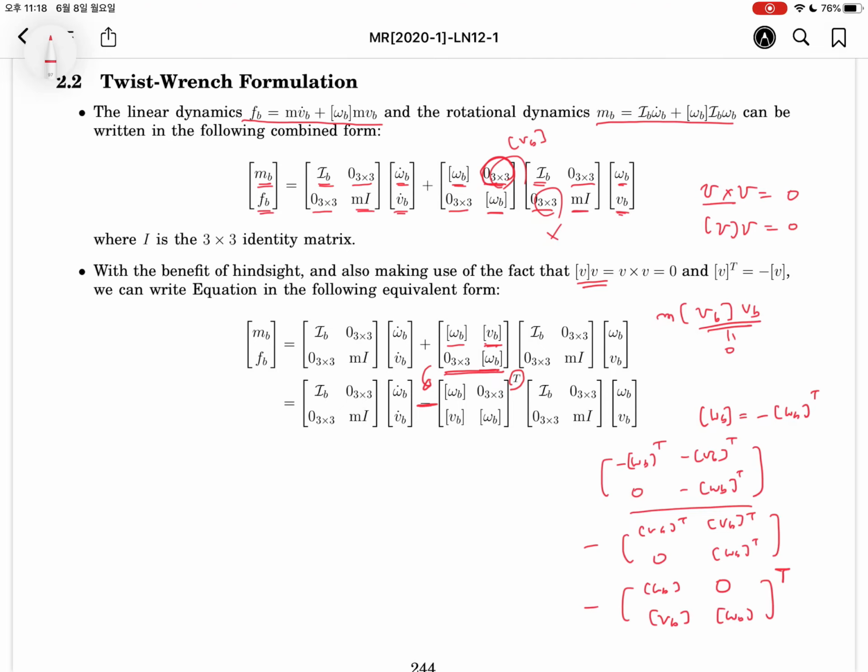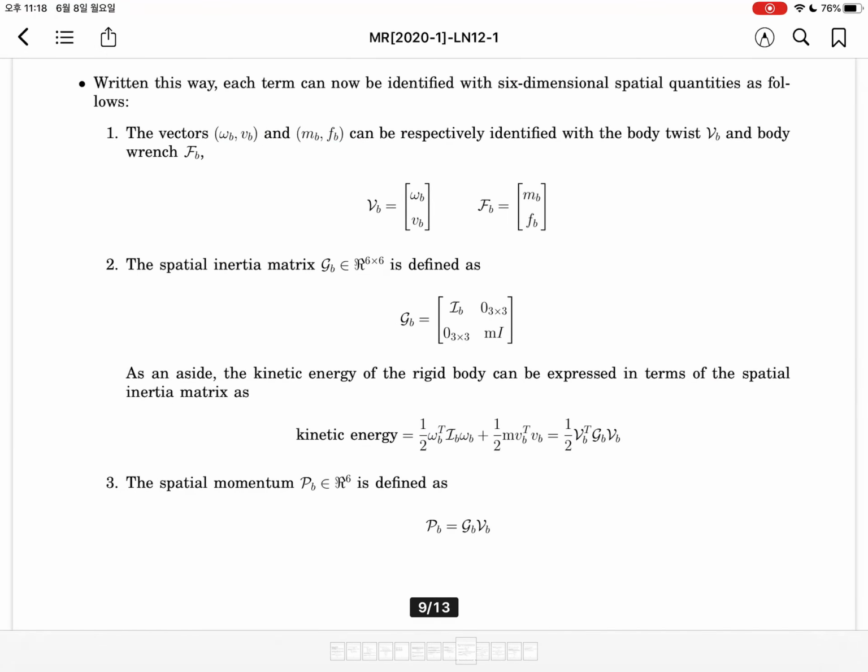Okay, as mentioned before, this part does not affect any dynamics. Anyway, we will use this equation to derive the twist matrix Lenschi formulation. In order to derive the six-dimensional spatial dynamics, we will use the twist and the Lenschi. We know that this is the twist, this is the Lenschi.